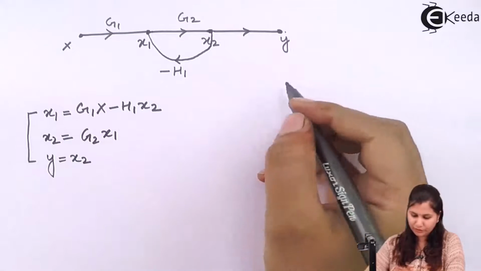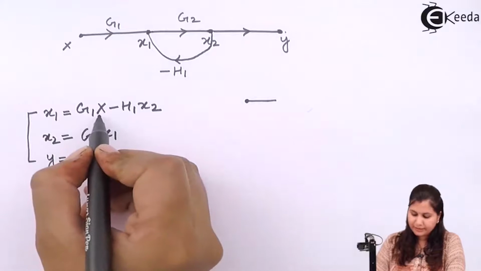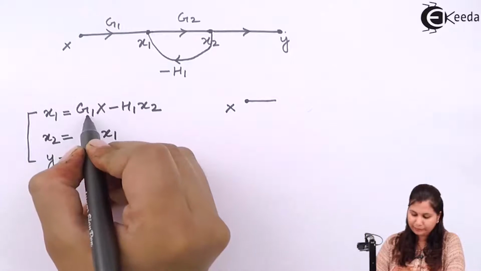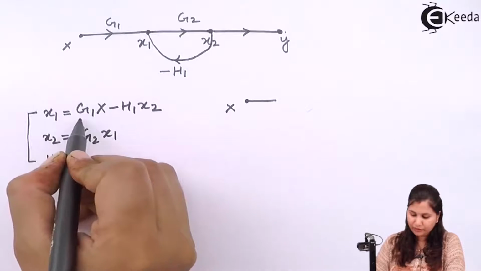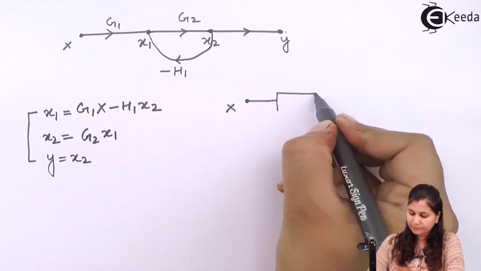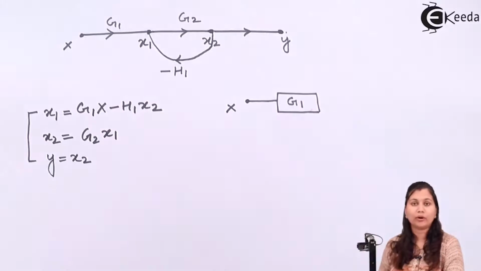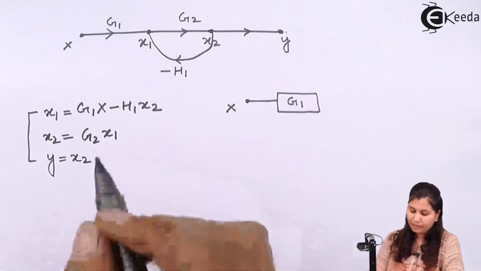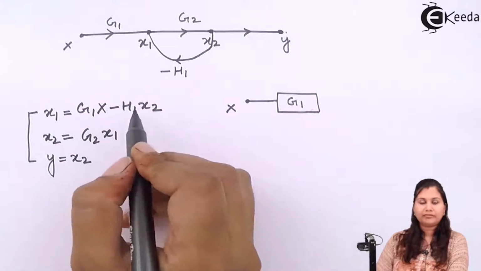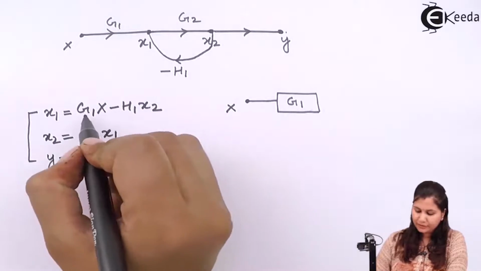For the first equation, we have the block diagram as follows. This is the input x, so we will draw x here. Then this is multiplied with the transmittance g1, so for g1 we will have one block, and the transfer function or transmittance or gain is g1. Now there is a minus sign, so x2 and h1 will form a feedback loop, and they are adding up with this g1x signal.